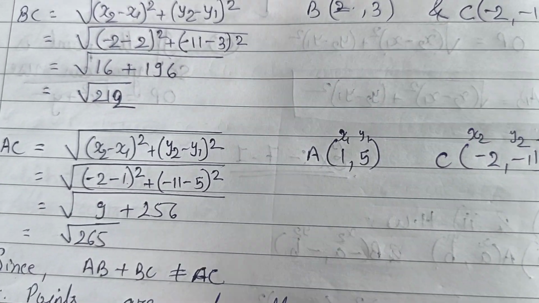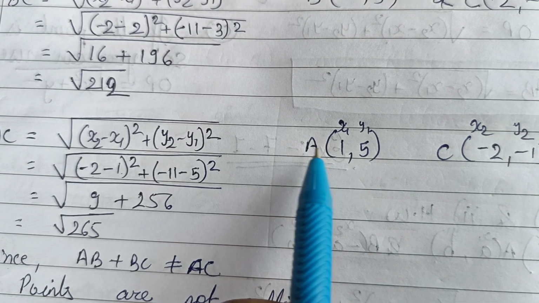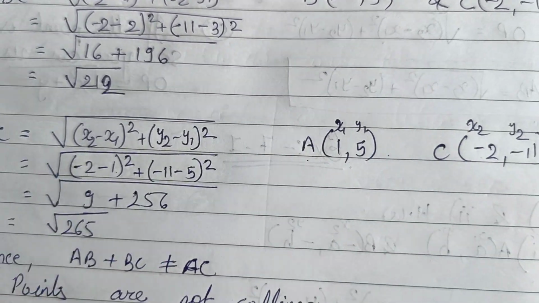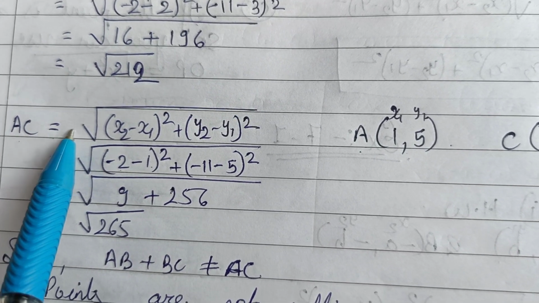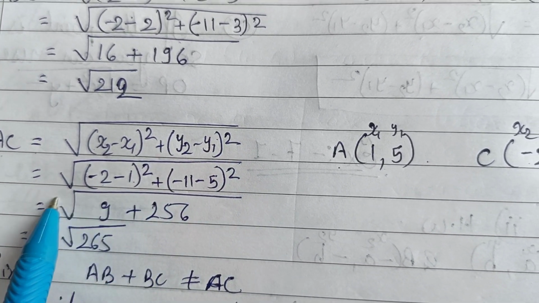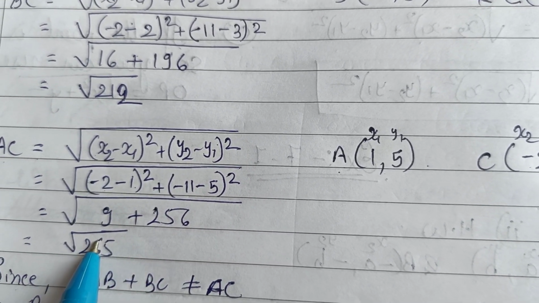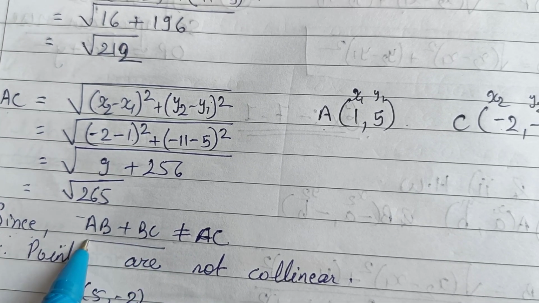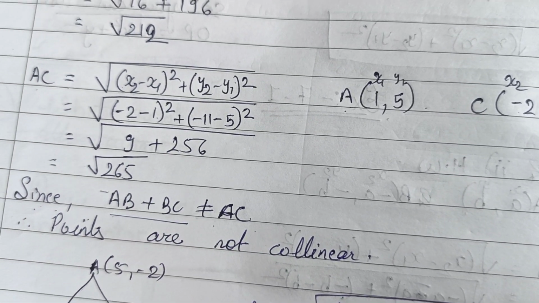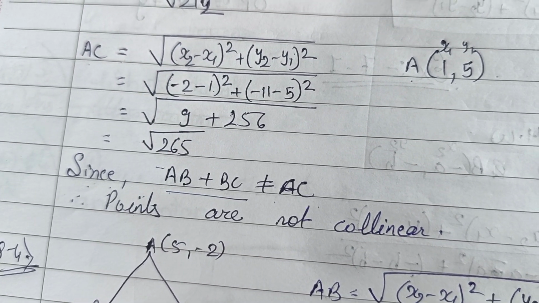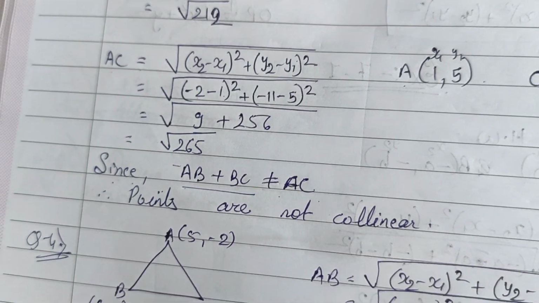Now for AC, you again have 2 points: point A will be your x1, y1 and point C will be your x2, y2. Now apply the formula. AC is equal to the square root of (x2 minus x1) the whole square plus (y2 minus y1) the whole square. Put in the values and find the answer. Since AB plus BC is not equal to AC, your points are not collinear.